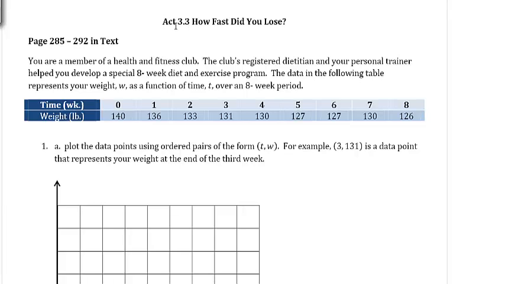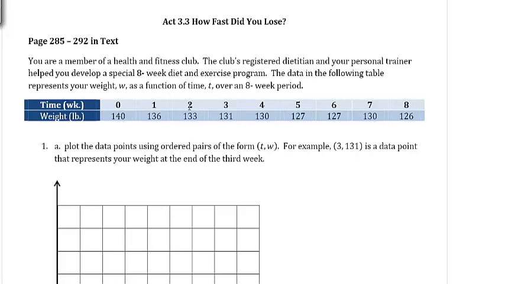So this lecture video is about activity 3.3, and the example that we're going to go through is how fast did you lose? We're a member of a health and fitness club. The club's registered dietitian and your personal trainer helped you develop a special 8-week diet and exercise program. The data in the following table represents your weight W as a function of time T over an 8-week period.